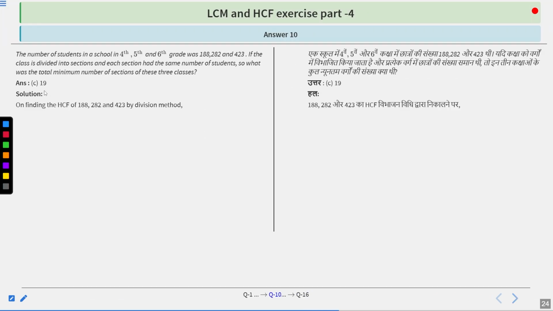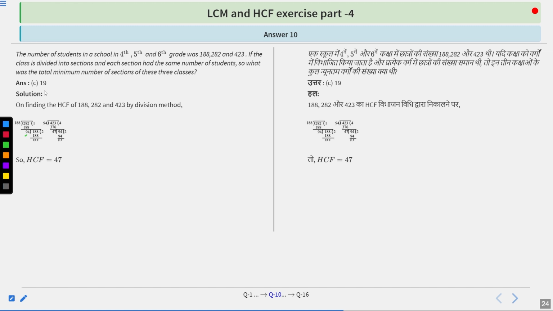Now, the number of students in 4th, 5th, and 6th grade was 188, 282, and 423. So if the class is divided into sections and each section had the same number of students, that means we have to find the number which can divide 188, 282, and 423, and that number is nothing but the HCF. So by using division method, we can pick any of the two numbers. Suppose we pick 188 and 282. So dividing 282 by 188, 188 one side is 188, remainder is 94. Now from this remainder, dividing the previous divisor, that is 188. So 94 two sides is 188. We get 0 as the remainder. That means 94 can be the HCF.